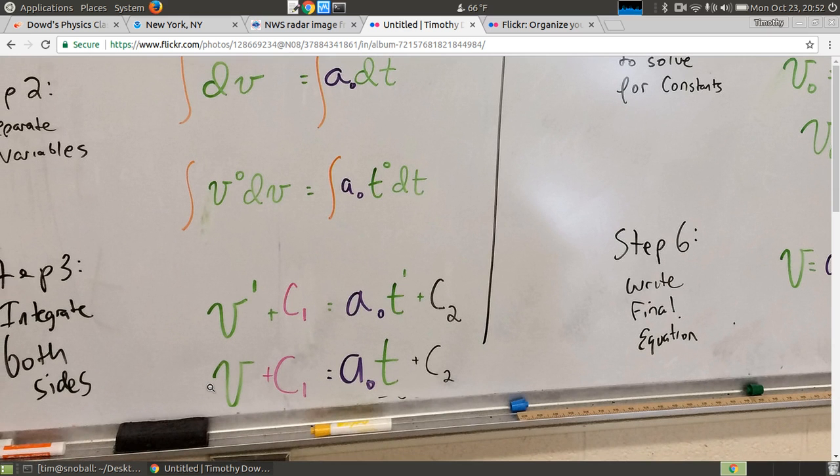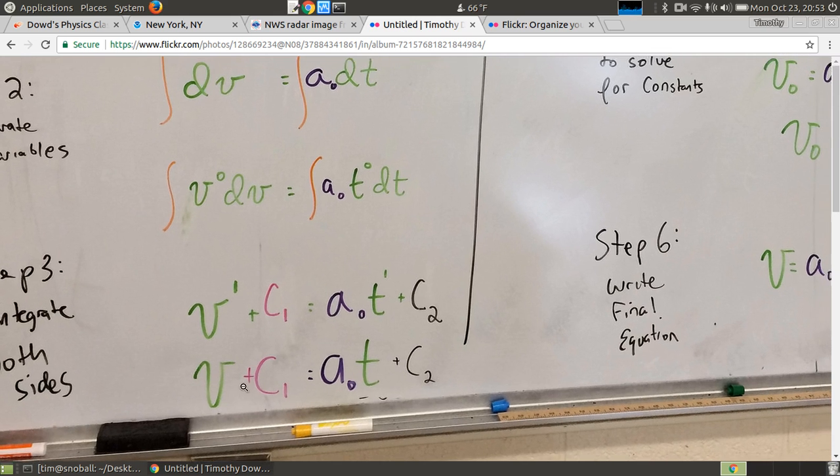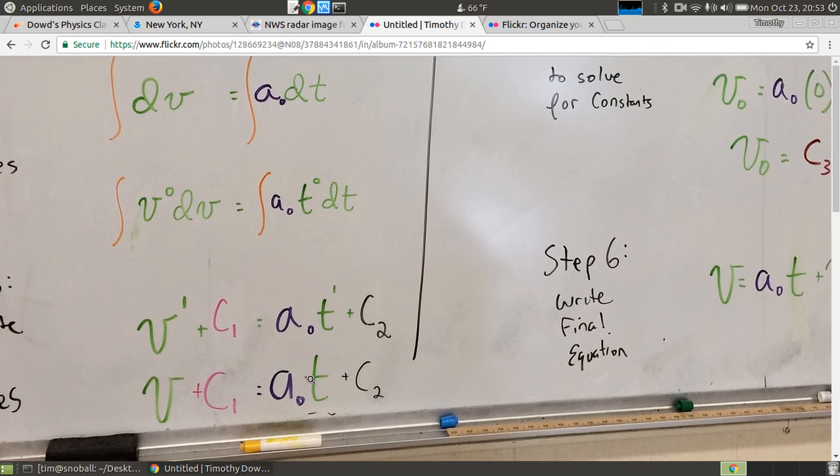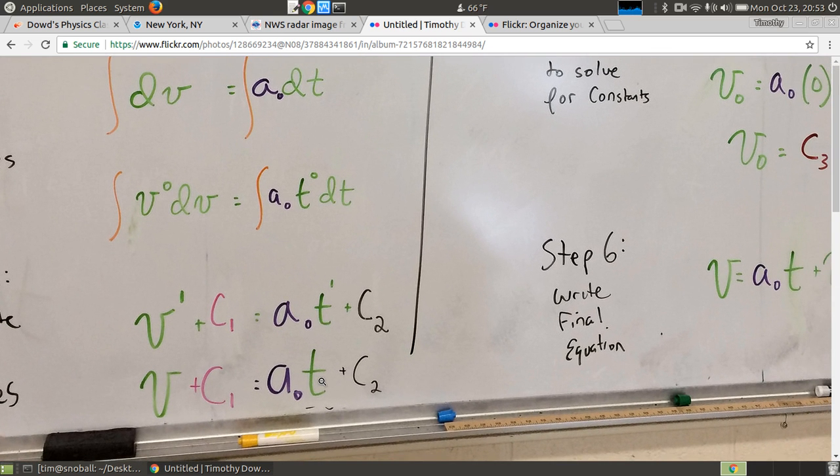What are C1 and C2? They're constants. If you remember, as you take an integral, you have to add a constant in there because whatever your function is, if you take its derivative, any constant terms will go to 0. So taking the derivative loses information, therefore taking the integral we have to add it back in. We don't know what it is, it's some number like 4 or 12 or 17, so we'll just leave it as C. And we have two different ones, one for the velocity integration, one for the time integration.